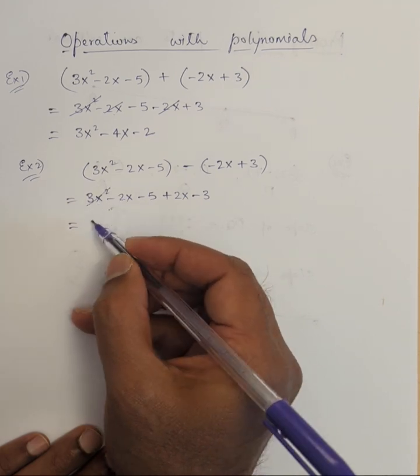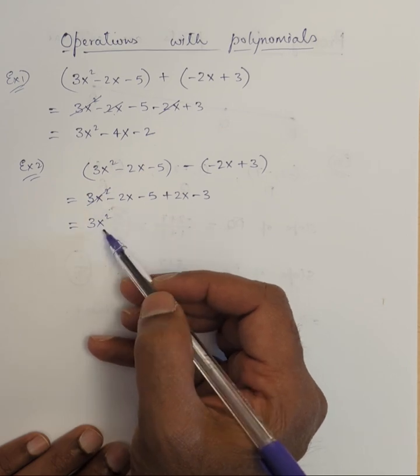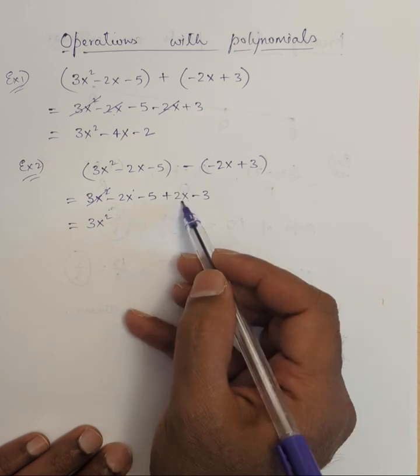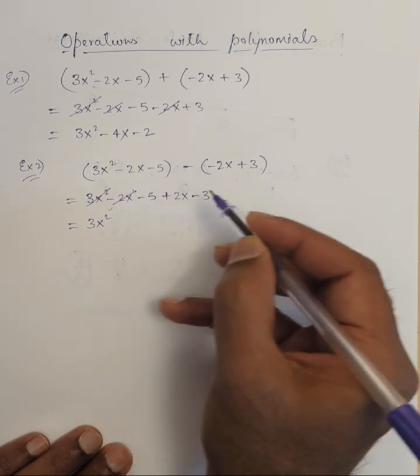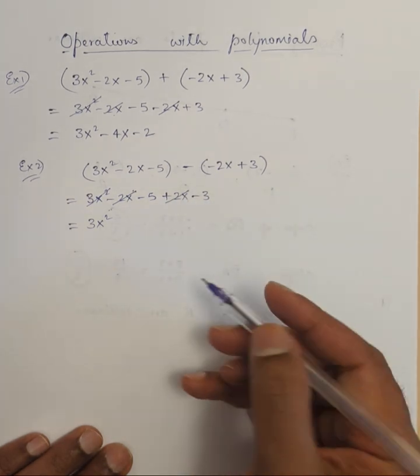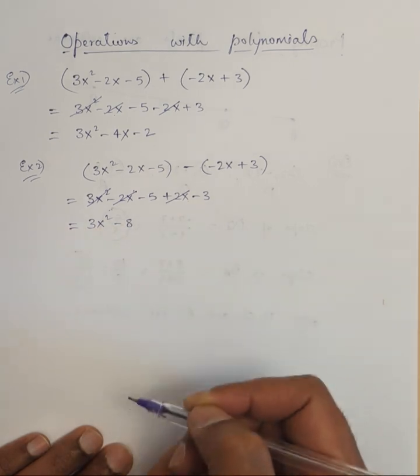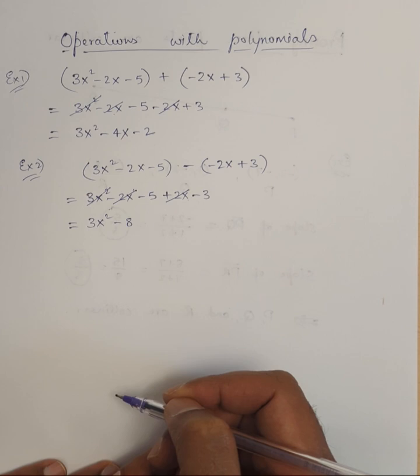This is the only place where you have x squared. So copy that, and now it's negative 2x. Negative 2x and positive 2x, these are the only two like terms, and they actually cancel each other out, so there is no x. And now you have negative 5 minus 3, that's negative 8. So that's how you add or subtract.